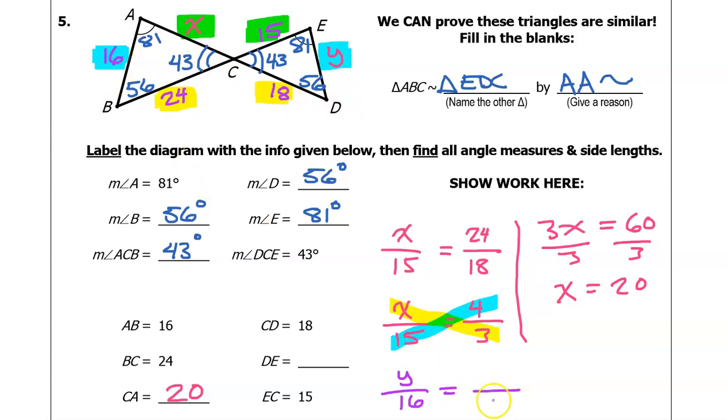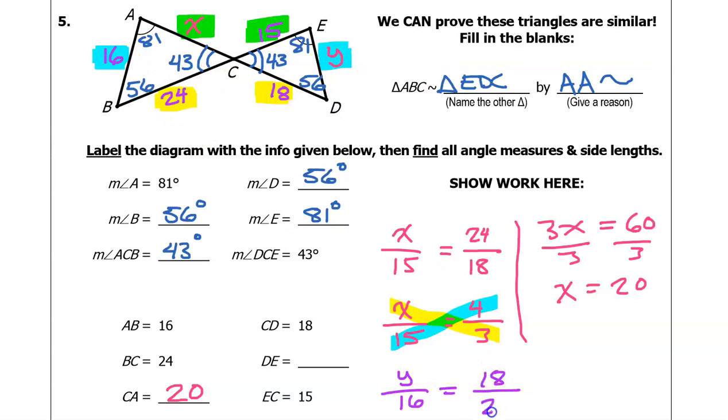So now I need another fraction, and I could use the greens, especially now that I know that x is 20. I could do 15 over 20, but I encourage you not to use a value that you just found. What if you made a mistake? If you use that number that you just found, now you're going to get 2 problems wrong instead of just 1. So it's better to use numbers that you were given from the start. So I will say y over 16 equals 18 over 24.